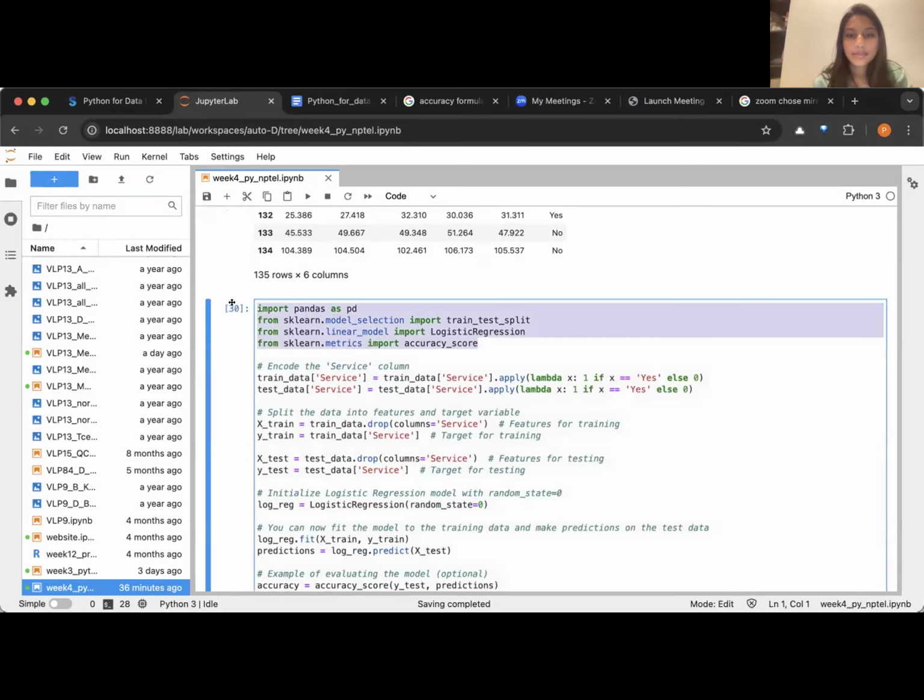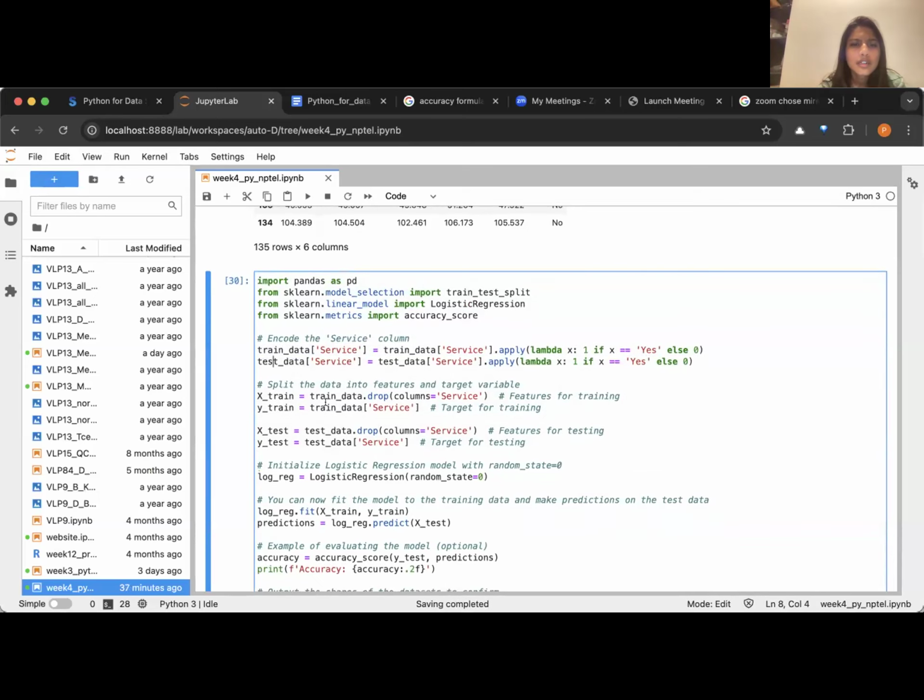We're just loading the libraries. Here we're encoding the service column: if x is equal to yes, it's 1, else you set it to 0. You're doing the same for train data and test data. Next you're splitting the data into X and Y. Y is just the service column, and X is all the columns except the service column, so you're dropping the service column. You did that for the train data, and you're doing the same for test data.